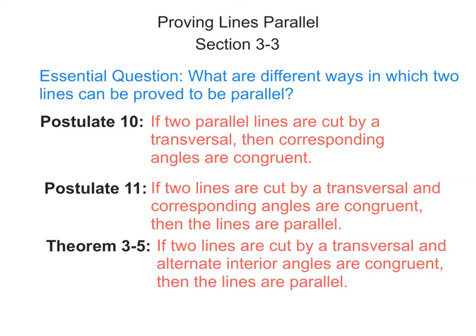Now let's look at Theorem 3-5. This is the first theorem of this section. It states, if two lines are cut by a transversal and alternate interior angles are congruent, then the lines are parallel. Now, you can look at this and realize that this is simply the converse of Theorem 3-2. So if you know 3-2, you make the converse and you get Theorem 3-5.